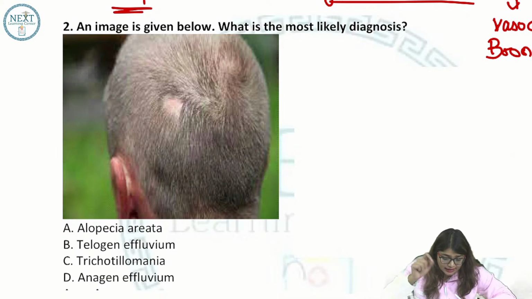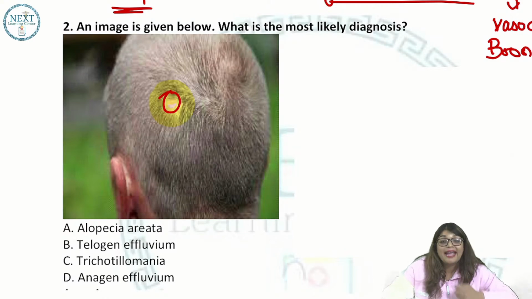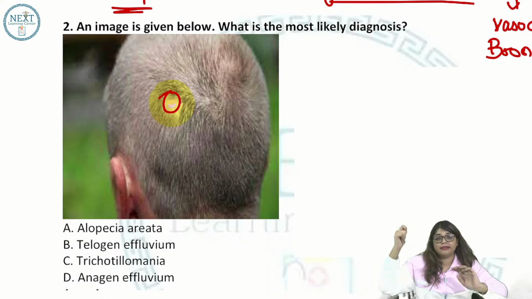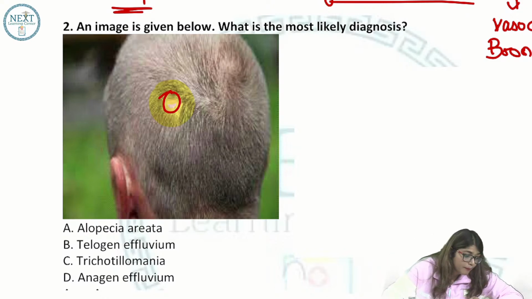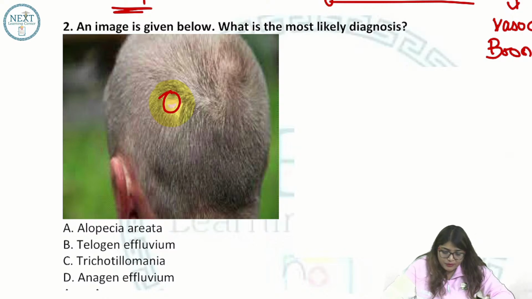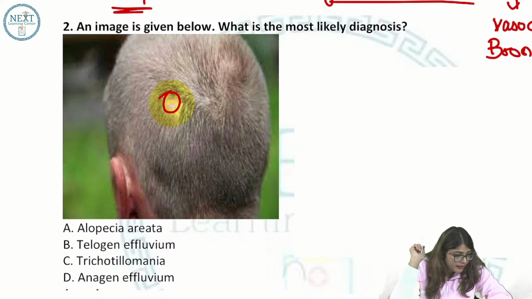Look at the image and tell me what is the diagnosis. So what can you see? You can see a patchy hair loss. And if I remove the hair and take it like this, what happens? It looks like an exclamatory mark, right? My drawing is very bad, I'm so sorry. It looks like an exclamatory mark, right? Yeah, very good. So this is alopecia areata.